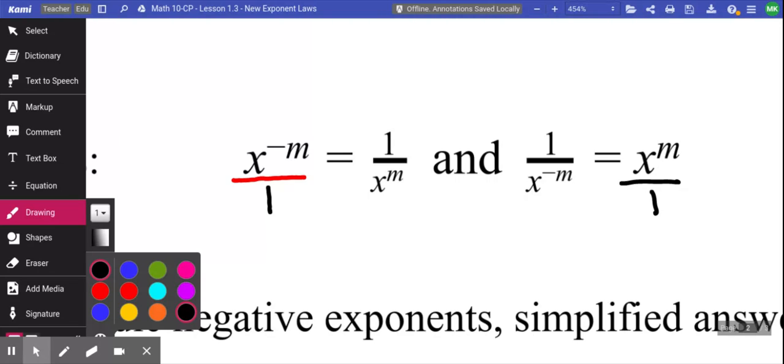It's kind of a weird rule because it doesn't really make a lot of sense. It's hard to make sense of it.